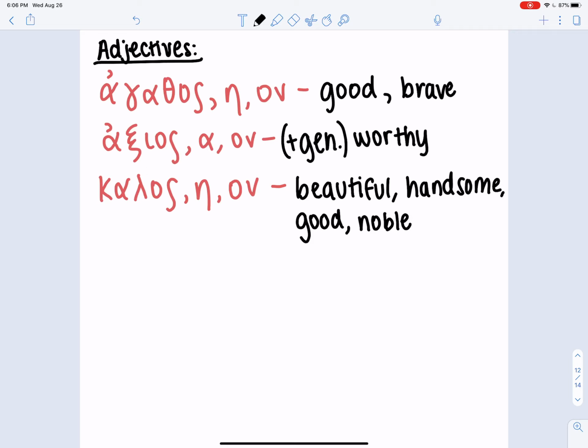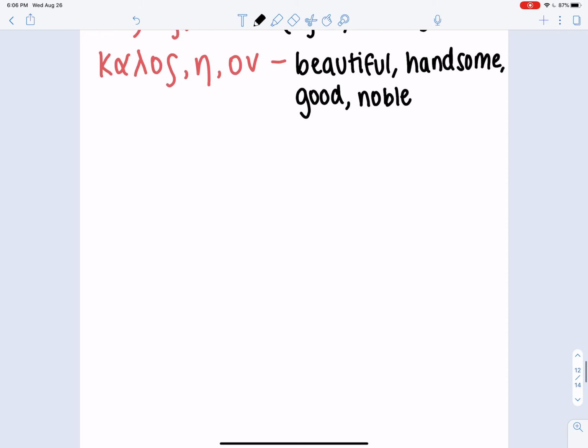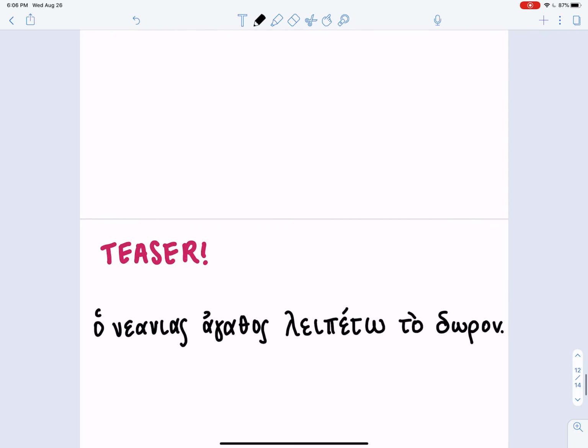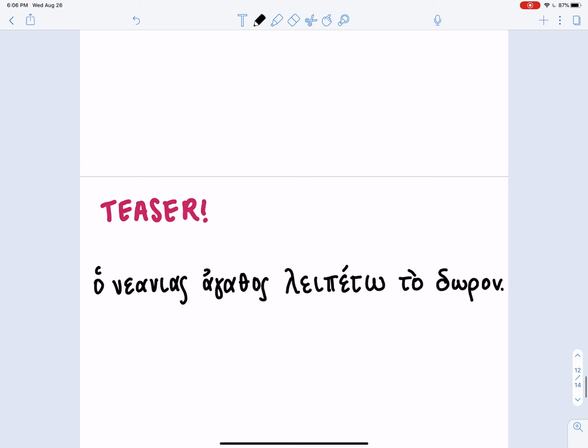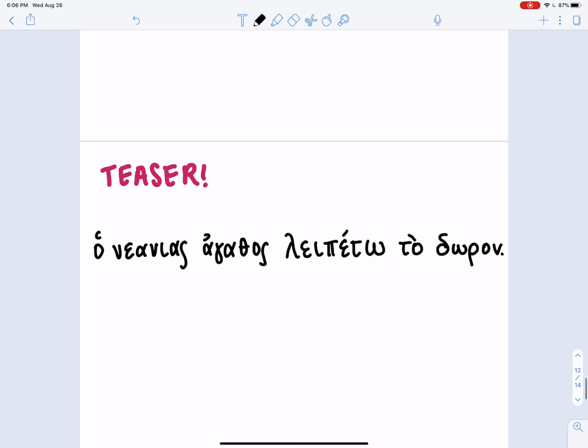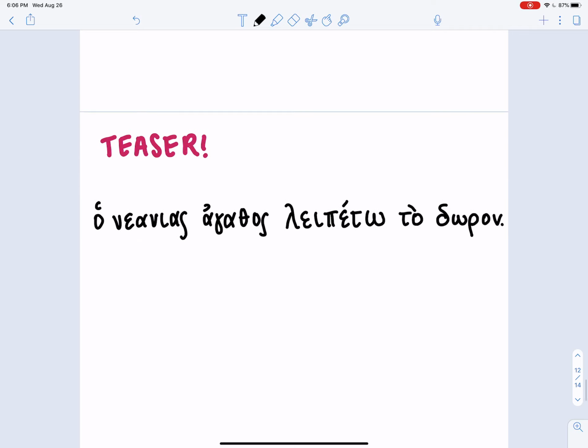And that's it for vocab. Now we'll do a really quick teaser and we'll be done for the day. I know today was a really big, lots of new stuff lesson, but I think it's a really fun one and pretty self-explanatory if you practice.